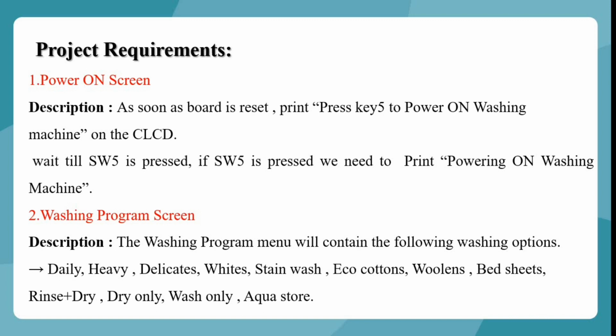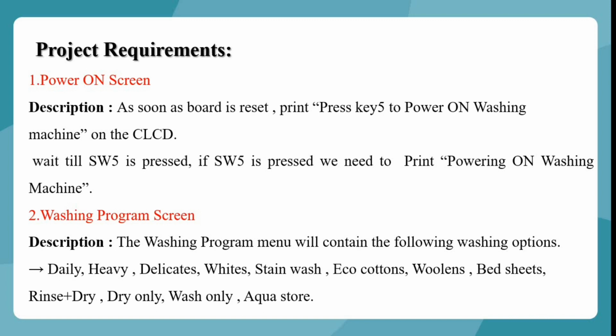First, the power on screen. As soon as the board is reset, it should prompt the user to press a key to power on the washing machine. We need to display "Press key 5 to power on washing machine" on the CLCD. So whenever we press switch 5, we need to print "Power on washing machine".